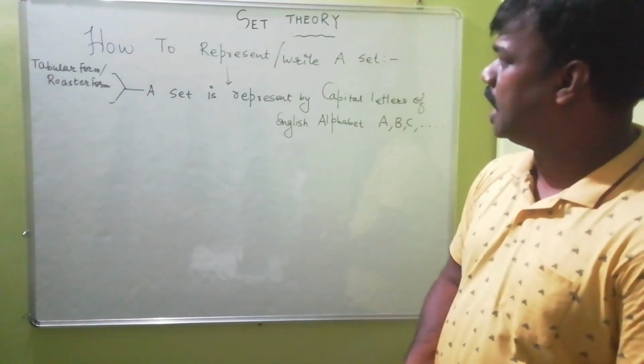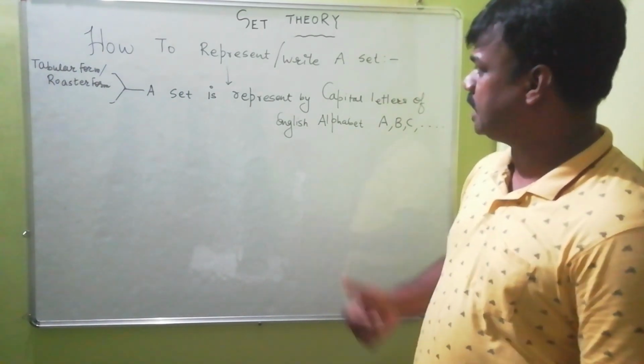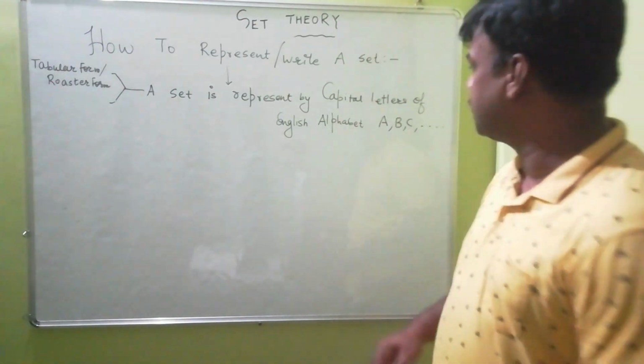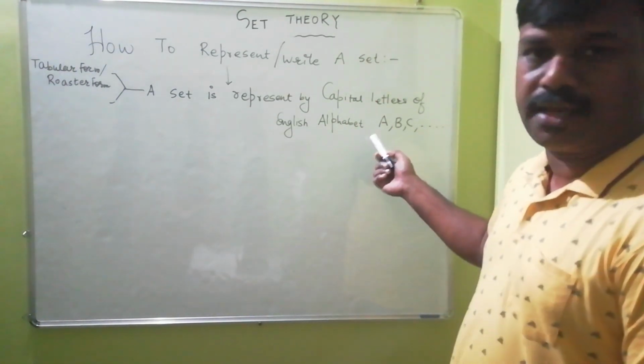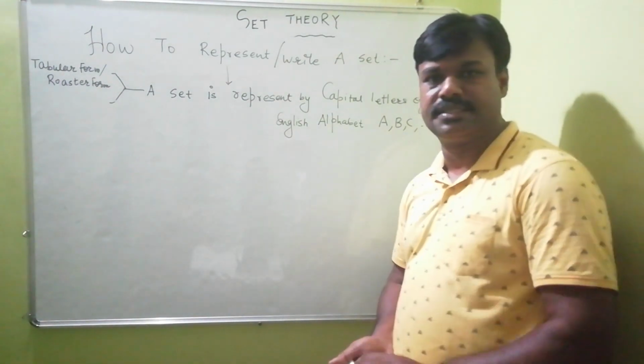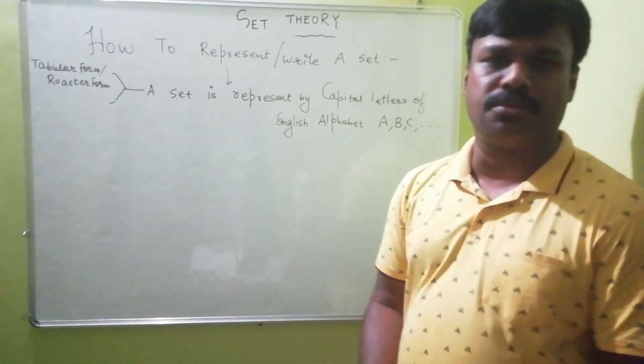Now in this session I am going to discuss with you how to represent or write any set. So basically a set is represented using the capital letters of the English alphabet, that is A, B, C like that, and there are two methods basically to represent a set. First one is tabular form or roster method.